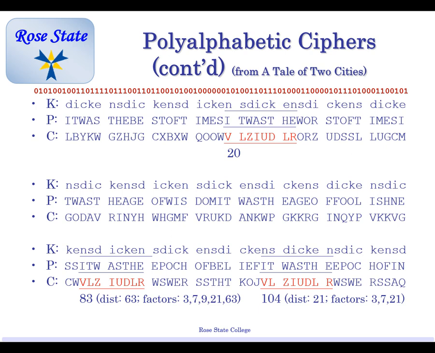That's actually correct. If you think about it, the first letter is encrypted with the D alphabet. The second letter is encrypted with the I alphabet. Third with the C, fourth with the K, then the E, then the N, and the S. Then we start all over again.